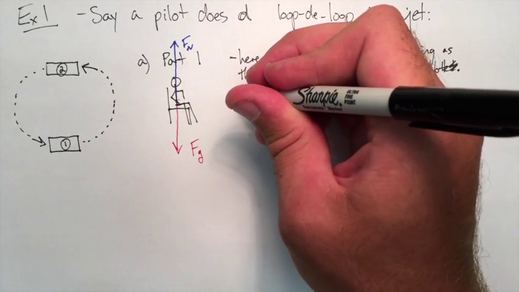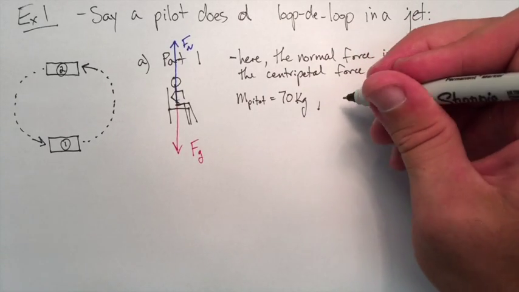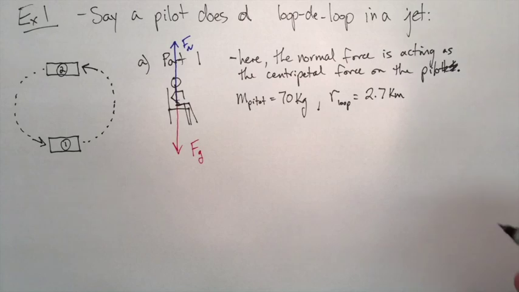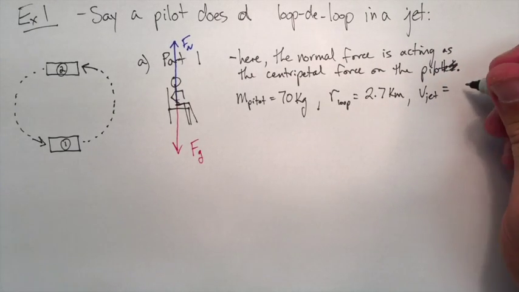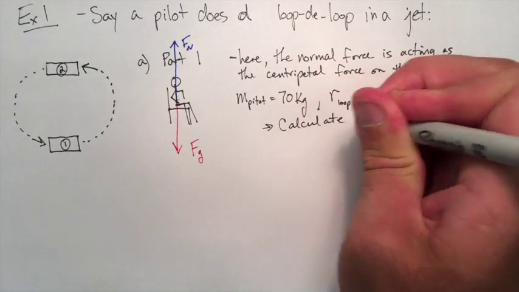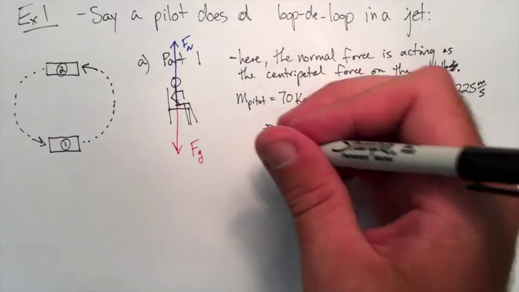Let's put some conditions down. The mass of the pilot is 70 kilograms. The radius of the loop will be 2.7 kilometers. The velocity of the jet will be 225 meters per second. And what we want to basically do is calculate this normal force on the pilot. That'll be the centripetal force.